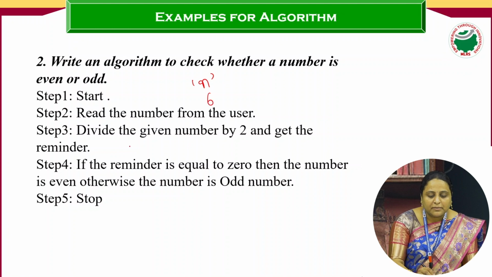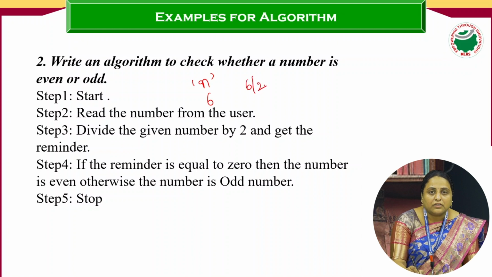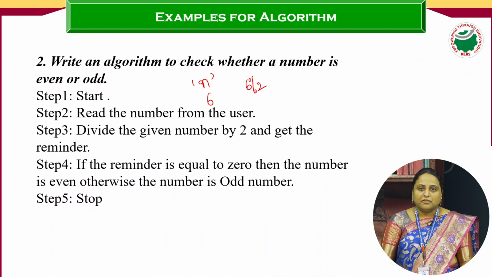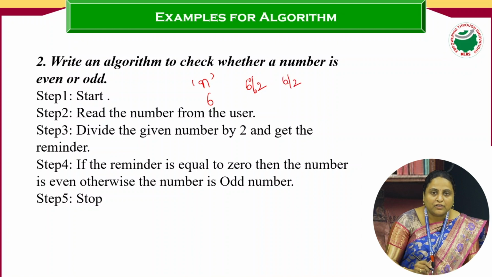Now what is the third step? Divide the given number by 2 and get the remainder. So when 6 is divided by 2, you are checking the remainder. For remainder, you have to use the symbol modulus. Modulus is used for remainder. If you write 6 divided by 2, it will give you the quotient value.